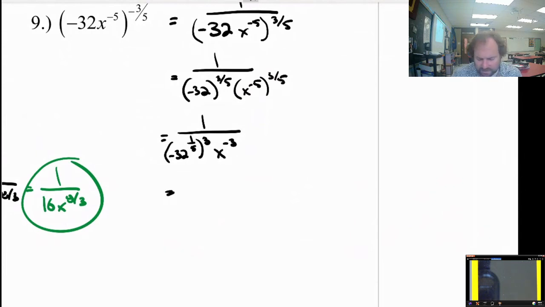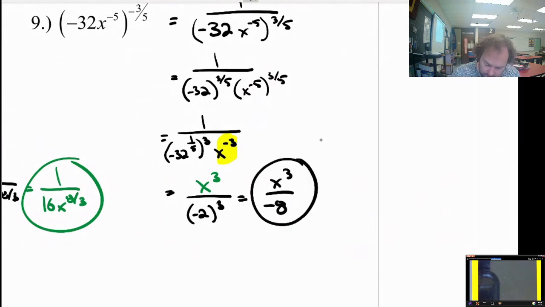So what's going to happen in the next step? I'm going to do two things at once. First of all, x to the negative 3rd is going to jump back up to the top because it's negative 3. So this is x to the 3rd on top. Now, on the bottom, negative 32 to the 1/5 power is negative 2, because negative 2 times negative 2 times negative 2 times negative 2 times negative 2 is negative 32. So this is negative 2 to the 3rd power. And so my final answer is x to the 3rd over negative 8. Like that.